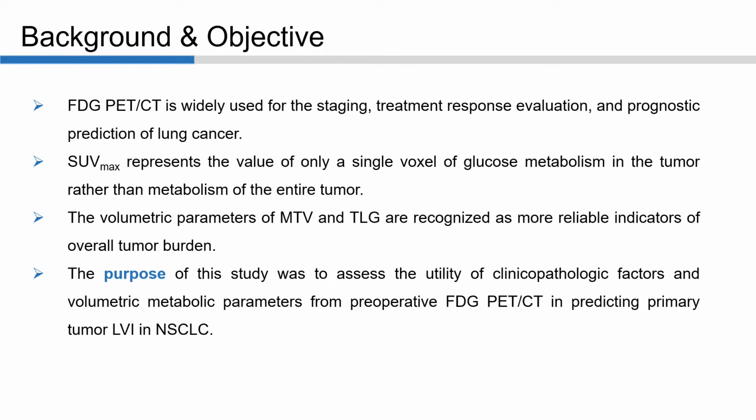FDG PET CT is widely used for the staging, treatment response evaluation, and prognostic prediction of lung cancer. SUV max is the most commonly used semi-quantitative parameter, but it represents the value of only a single pixel of glucose metabolism in the tumor. The volumetric parameters of MTV and TLG are recognized as more reliable indicators of overall tumor burden.